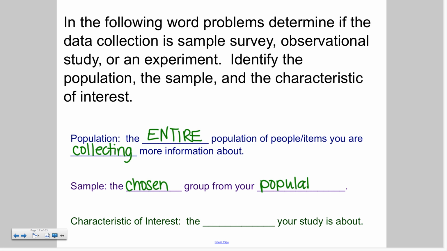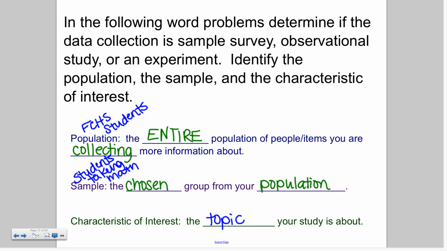So if I go back to my FCHS uniform thing, my population would be FCHS students. If I said I'm going to ask all students in math, it would be students taking math. That would be my sample. Okay? So my population is the FCHS students, but my sample is the students that are taking math because that's the ones that I'm going to ask. So my characteristic of interest is the topic for my study. So in this case, it would be school uniforms. Okay?